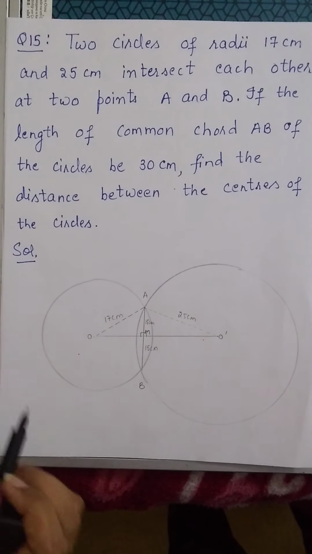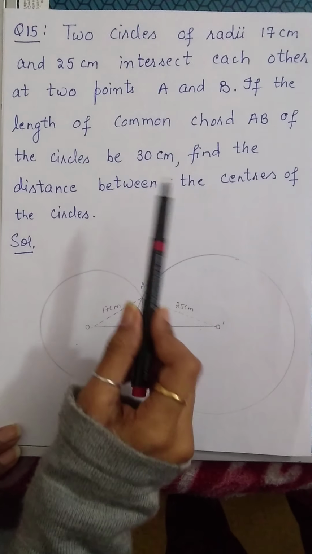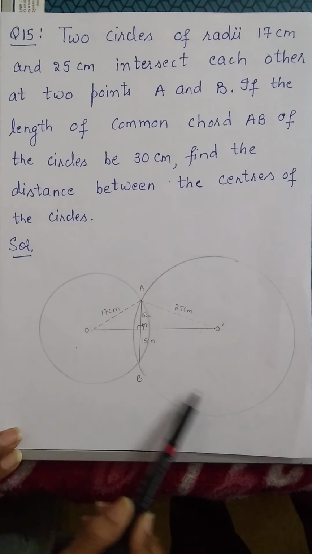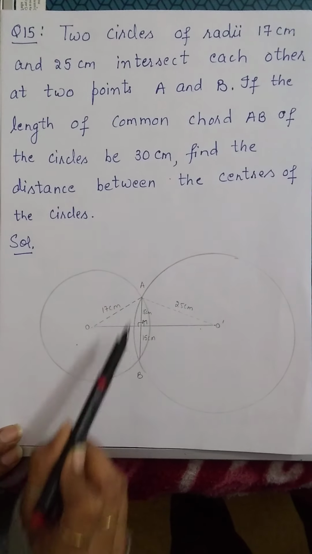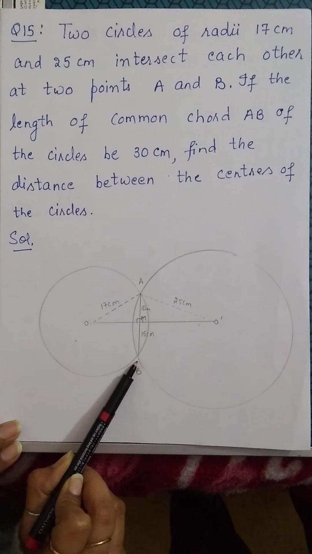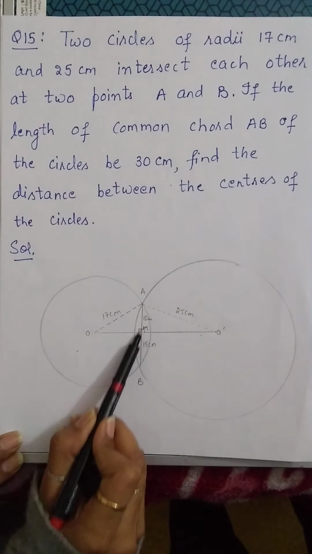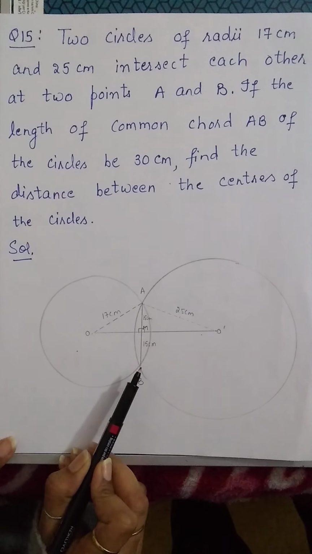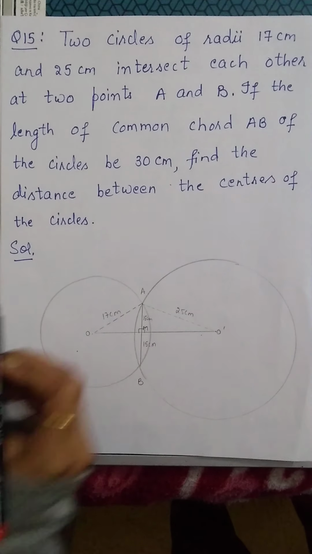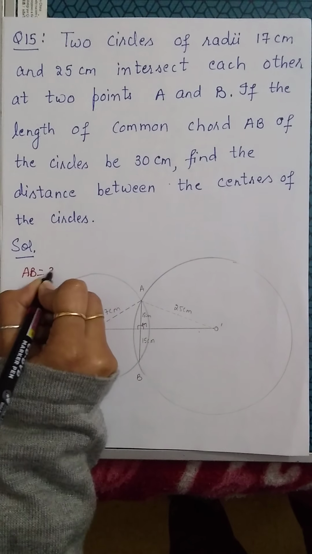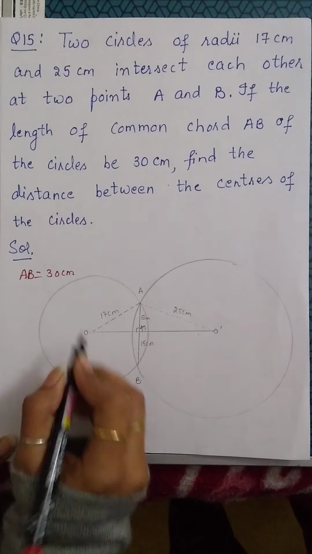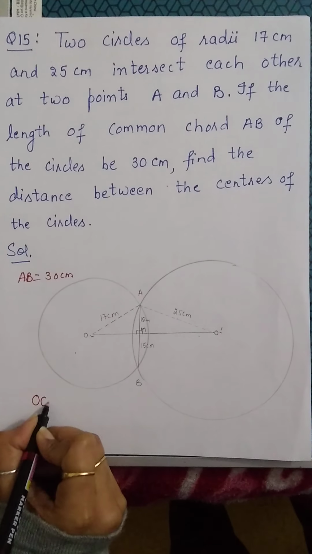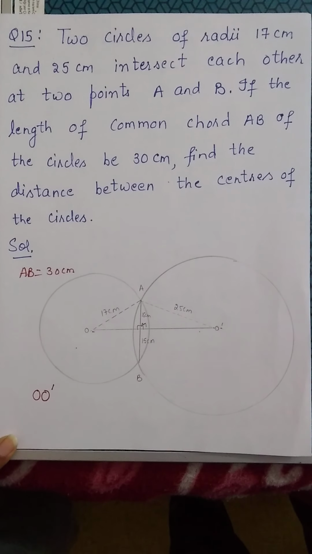Next question. Question number 15. Two circles of radii 17 centimeter and 25 centimeter are intersecting at two points A and B. The length of the common chord AB of the circles is given to be 30 centimeter. We need to find the distance between the centers of the circles, that is, the length of O and O dash.